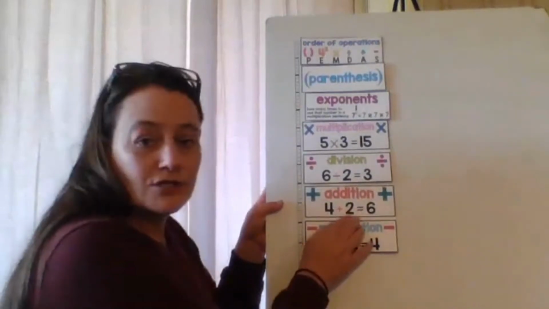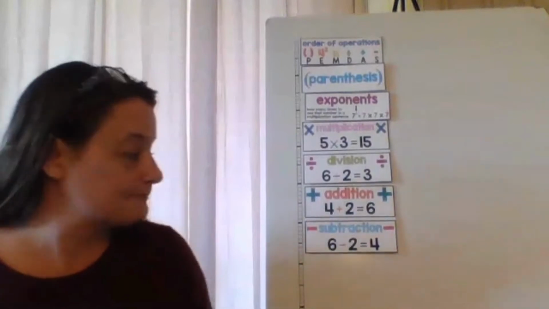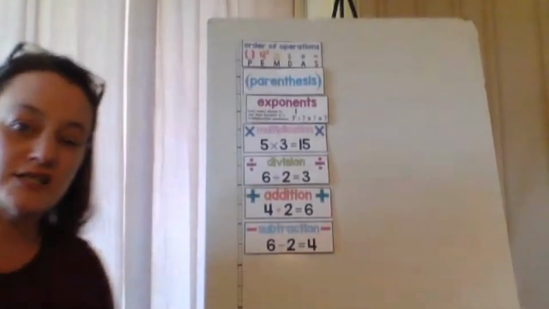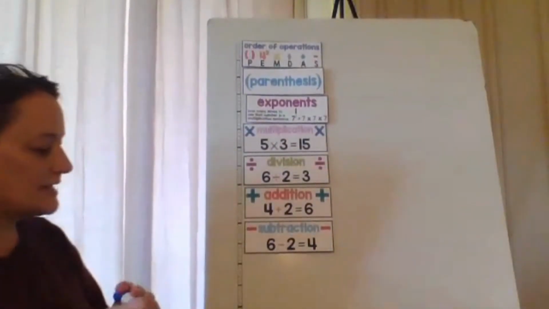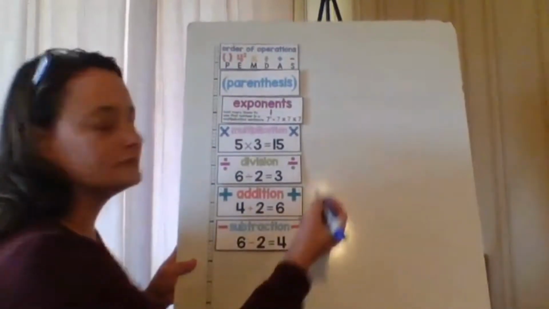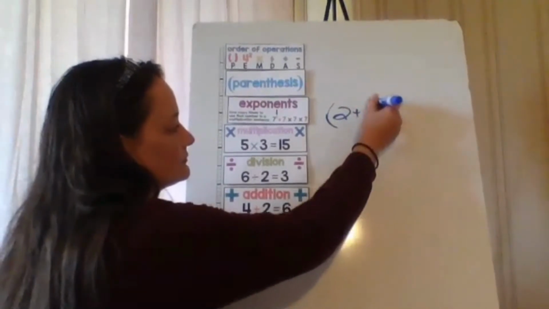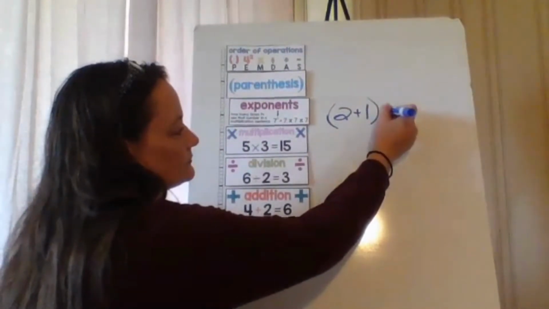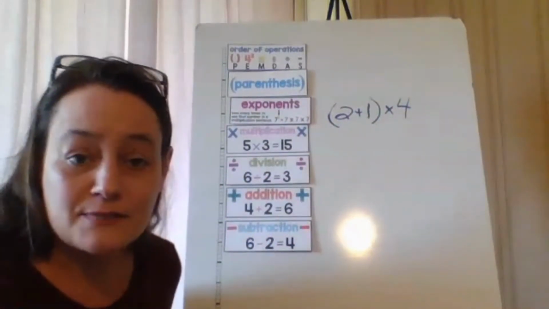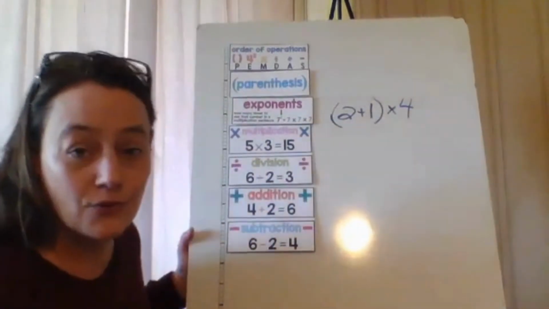All right. So what we're going to do now, we're going to practice a couple equations, okay? I'm going to try to adjust this just a little bit so y'all can see what I'm doing a little better, okay? So let's say, for example, we have, okay, so this is my equation. 2 plus 1 in parentheses times 4.